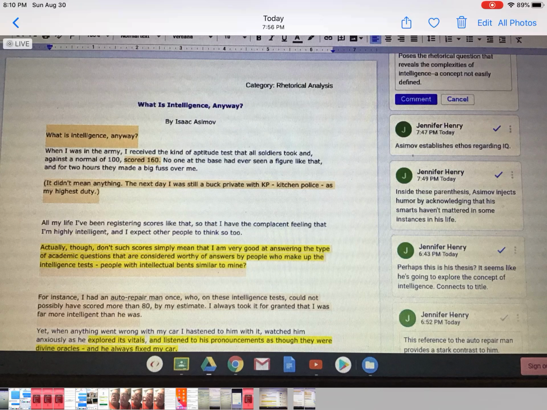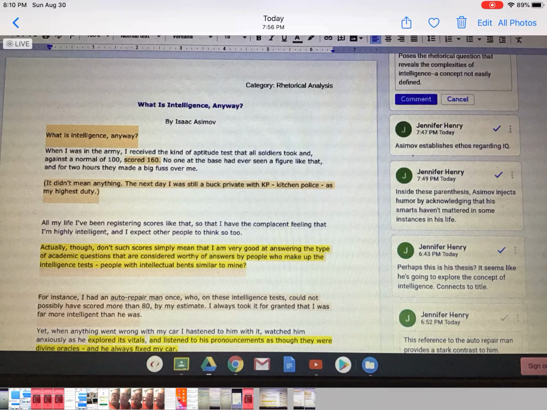Then inside of the parentheses, over the note on the side, I said, inside these parentheses, Asimov injects humor by acknowledging that his smarts haven't mattered in some instances in his life. And then I highlighted, actually though, don't such scores simply mean that I'm very good at answering the type of academic questions, blah, blah, blah. And over on the right-hand side, perhaps this is his thesis. It seems like he's going to explore the concept of intelligence. It also connects to the title.